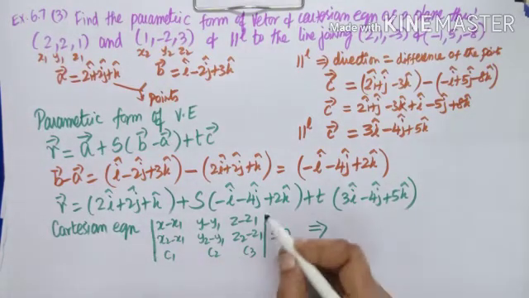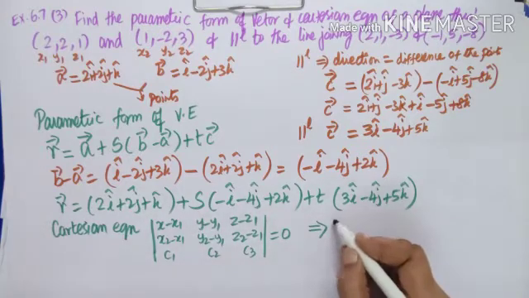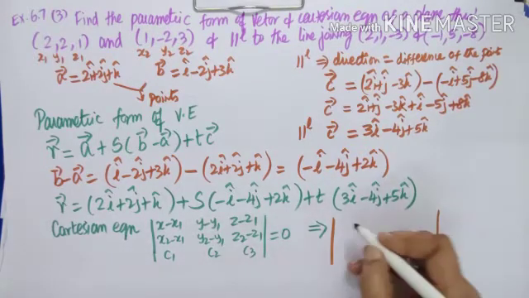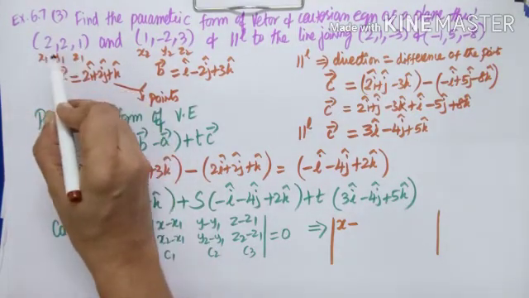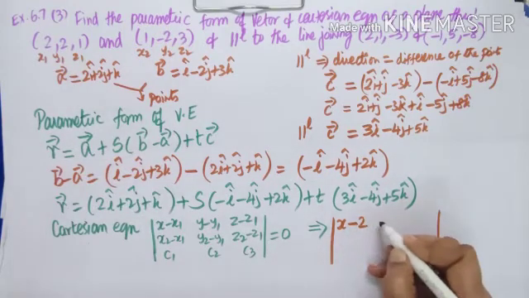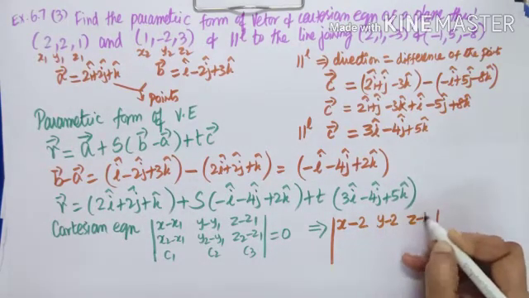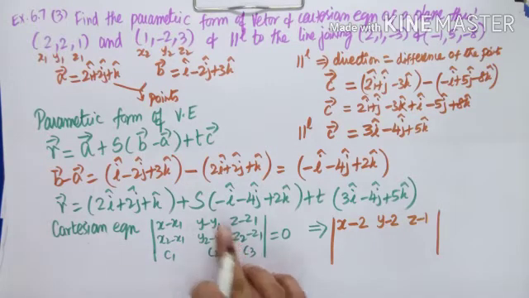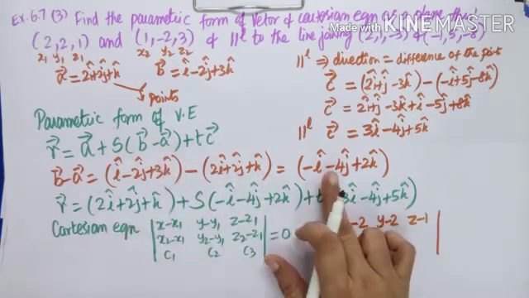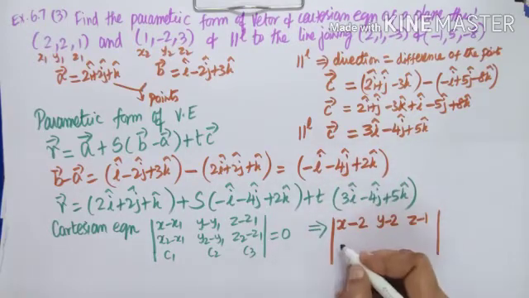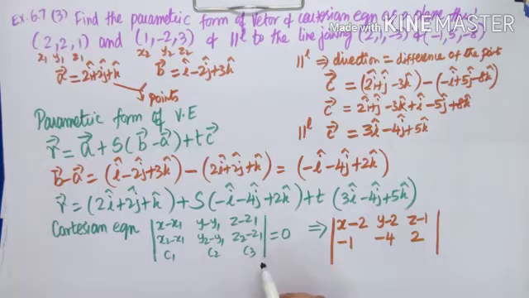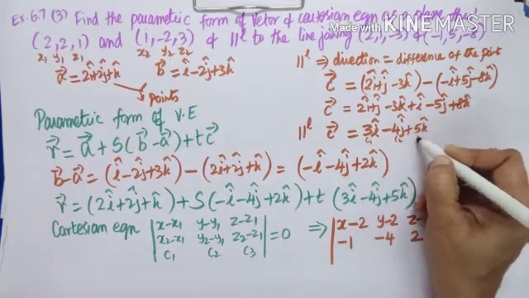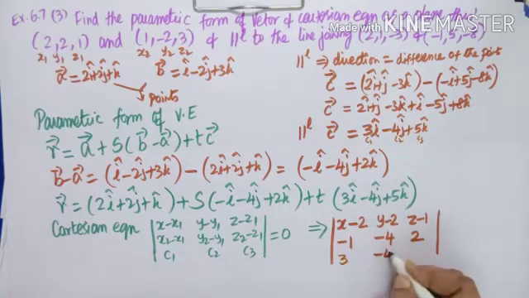Cartesian equation, let us remember the formula. It is similar to the second problem. Determinant, let us substitute: x minus x1, y minus y1, z minus z1 is x minus 2, y minus 2, z minus 1. Then x2 minus x1 only, B minus A vector, which we have found out here. So write the numbers minus 1, minus 4, 2. C1, C2, C3 are these numbers, 3, minus 4, 5, which is equal to 0.